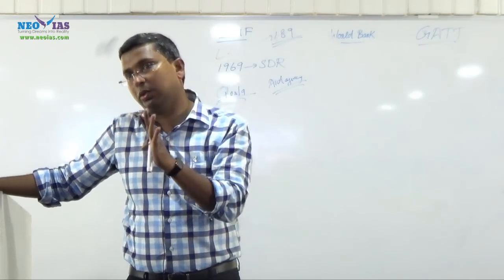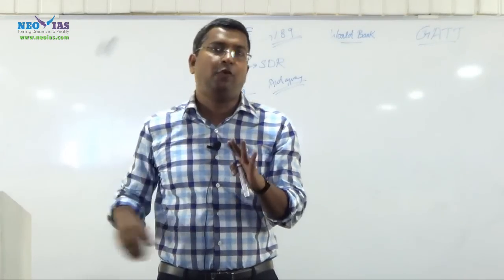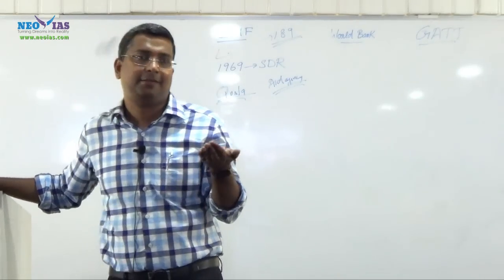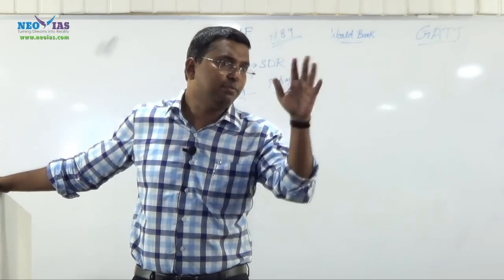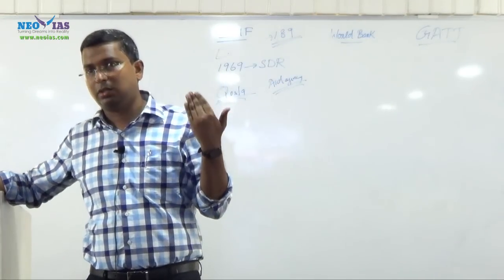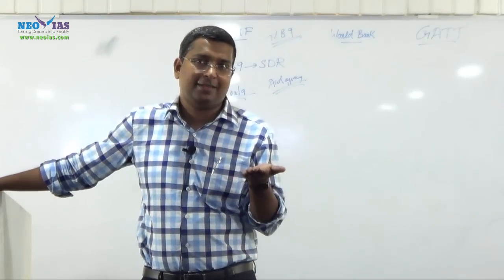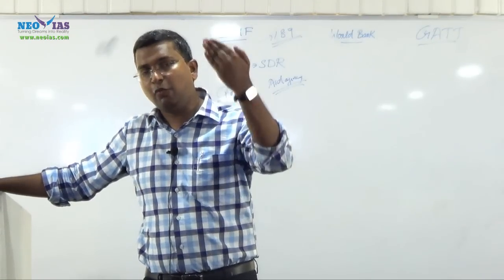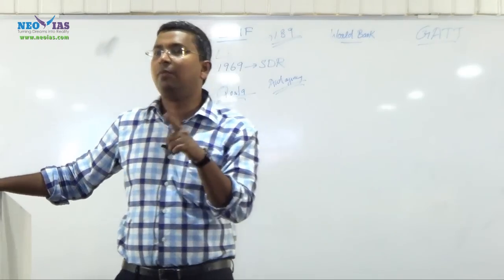So before giving a loan, the IMF will find out the reason for the member country's BOP crisis. Try to understand that. Before giving a loan, the IMF will make a study about why this member country failed or why there is a crisis in its BOP. After finding it out, it will ask the member country to bring about reforms. Once these reforms are accepted by the member country, only then does the IMF provide the loan.